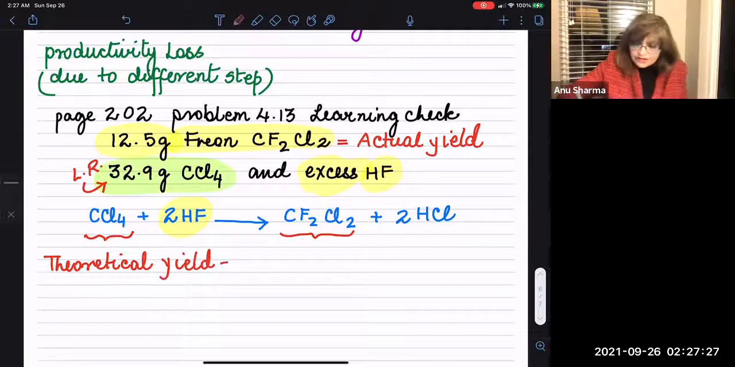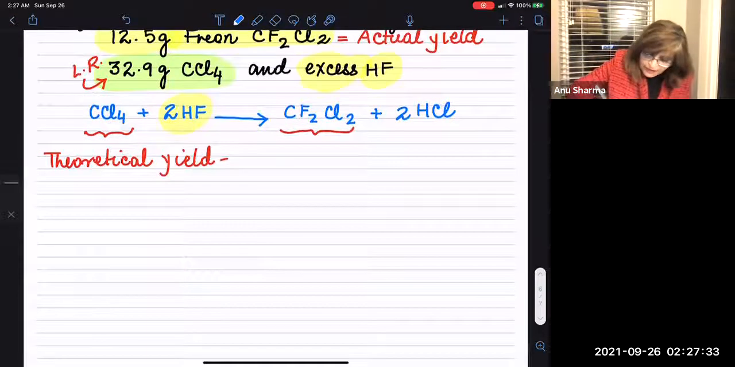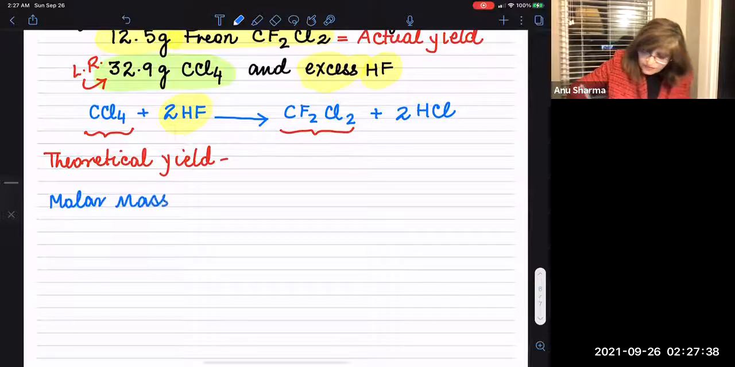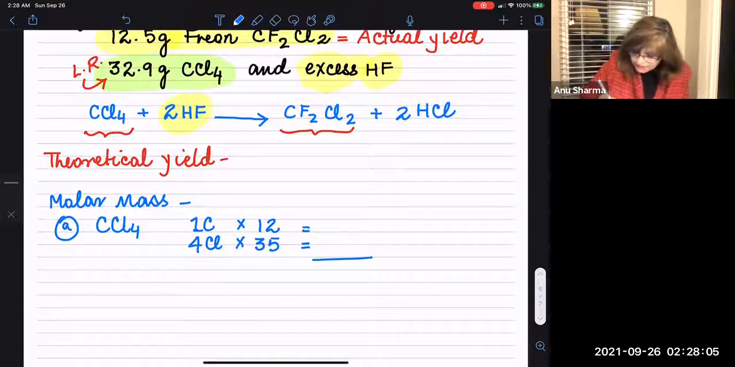Same strategy. First of all, find the molar masses. The molar mass of number 1, carbon tetrachloride, CCl4: 1 carbon and 4 chlorines. Carbon is 12 and chlorine is 35.5, so just keep it 35, and then you add that up, and that gives you the molar mass of carbon tetrachloride.